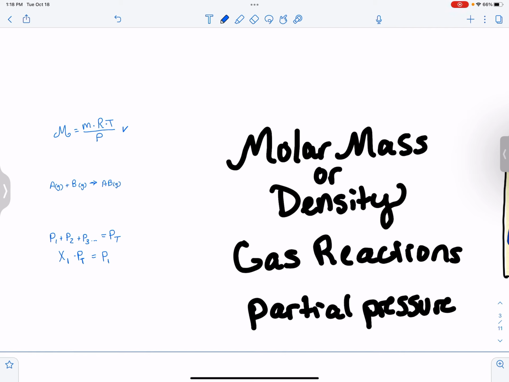And there's also a density version of the same equation. It looks a little bit different, but you want to be confident with both of those. And just like PV equals nRT, you want to make sure that you can put the stuff in the correct units. And then we have gas phase reaction.